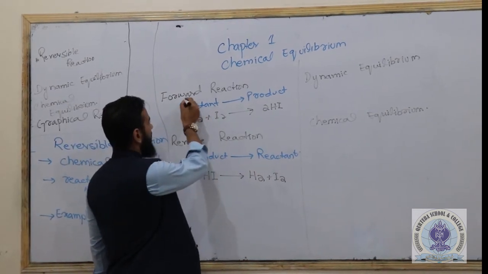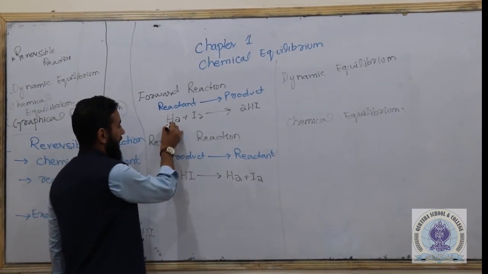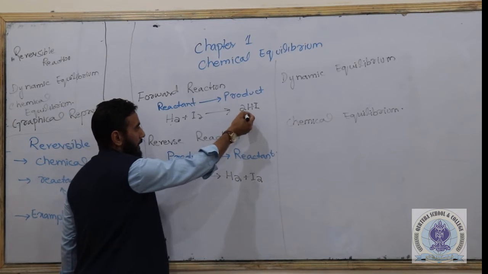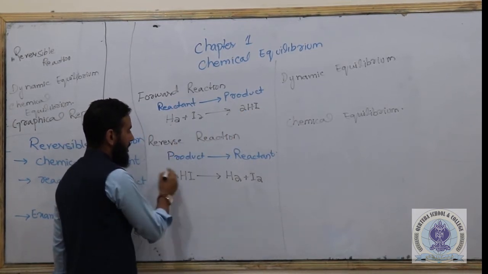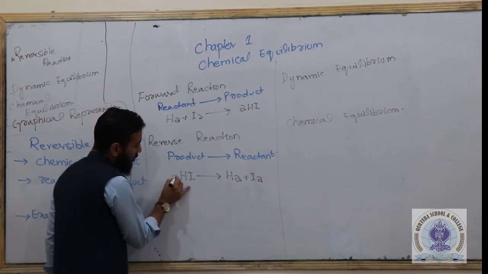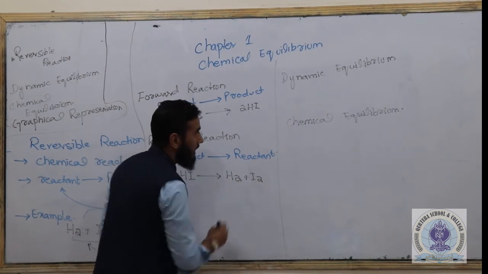Similarly, you can see here the forward reaction of that reversible reaction is that hydrogen reacts with I2 and forms 2HI, hydrogen iodide, and the reverse part of that reaction is that 2 moles of hydrogen iodide react and give us H2 along with I2.